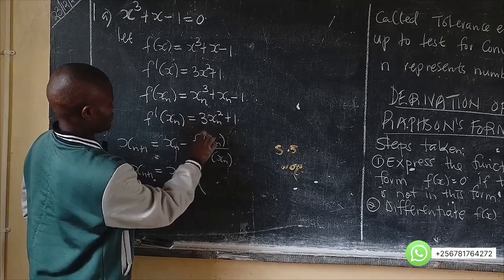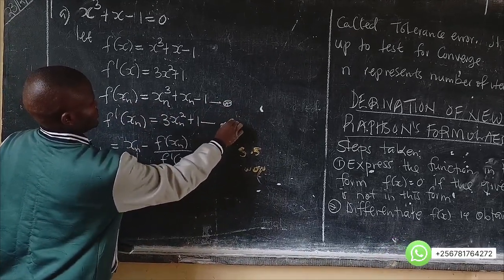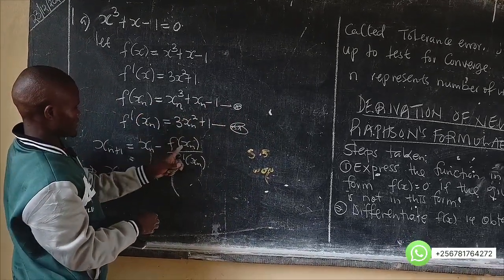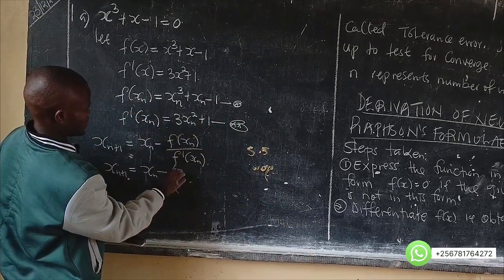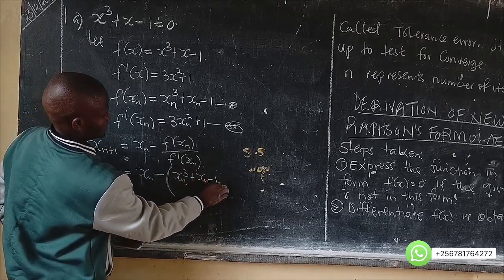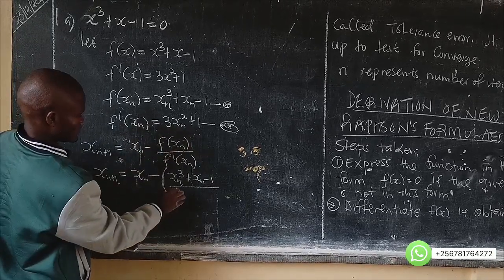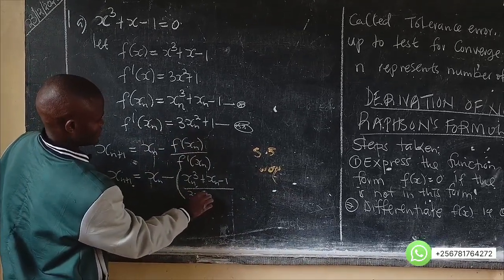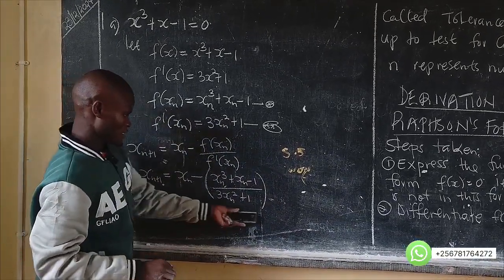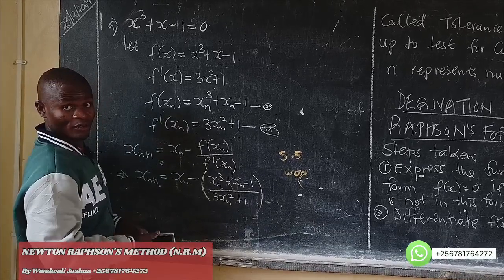So here we put f of xn, it is here. This one is also here. So when I put equation star, f of xn is what is going to be here, and that is xn cubed plus xn minus 1 over, now we put the derivative, that will be 3xn squared plus 1. Now this is the Newton-Raphson formula for calculating the root of the equation.